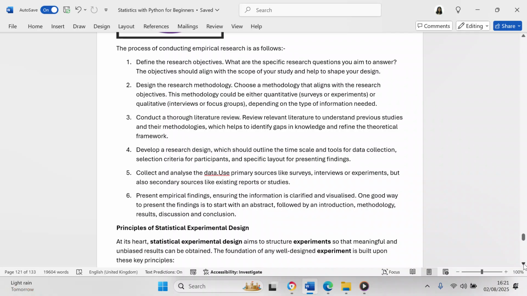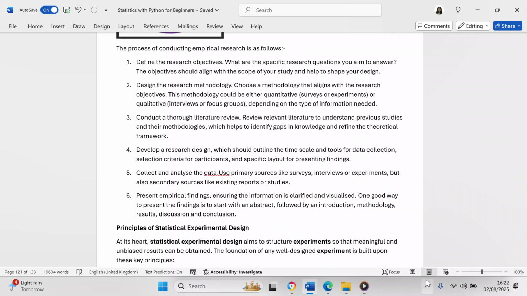Review relevant literature to understand previous studies and their methodologies, which helps to identify gaps in knowledge and refine the theoretical framework. 4, develop a research design which should outline the timescale and tools for data collection, selection criteria for participants, and specific layout for presenting findings.